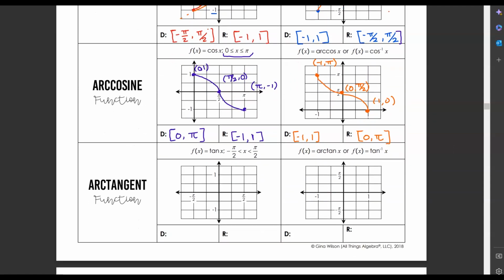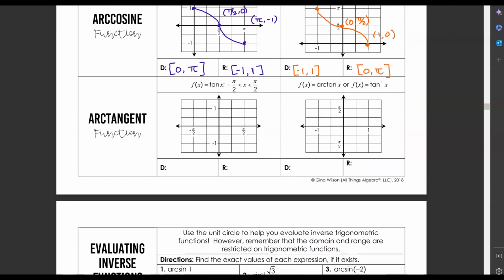Finishing out our 3 trigonometric functions, we are going to be looking at arctangent. So arctangent, notice that we are going to restrict that domain to -pi/2 to pi/2. So that's going to be our domain. And actually notice that we won't be including it, because if you recall the tangent function, at -pi/2 and pi/2, we have asymptotes. So let's go ahead and graph those asymptotes here.